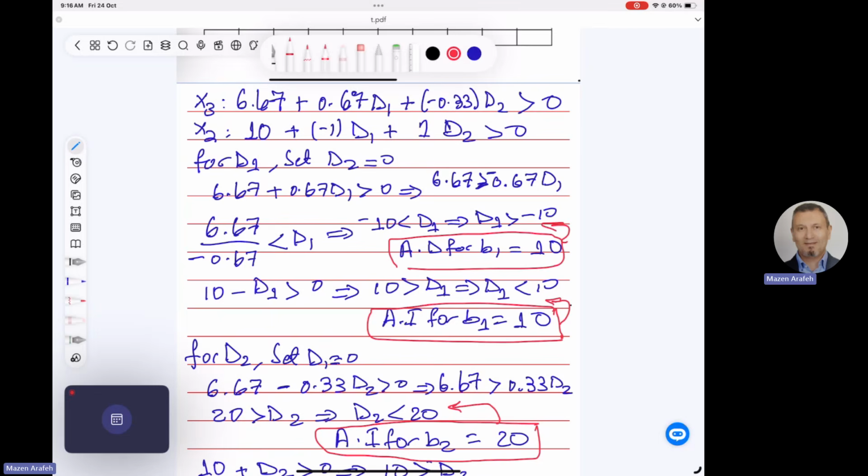Hopefully now this example re-emphasizes how we can calculate the allowable increase and allowable decrease for both the objective function coefficients and the right-hand side.